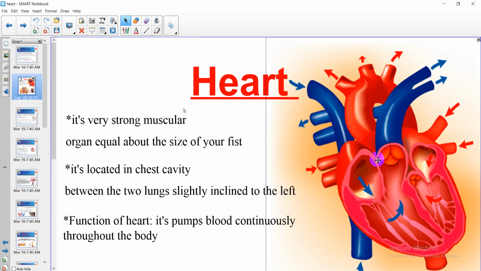Okay, now we talked about the definition of the heart. I want to know where the location of the heart is. It is located in the chest cavity between our two lungs of the respiratory system, on the left side. So what is the function of the heart? The heart pumps the blood to all body parts. This is the function of the heart.